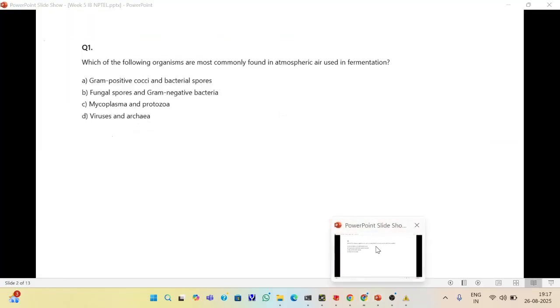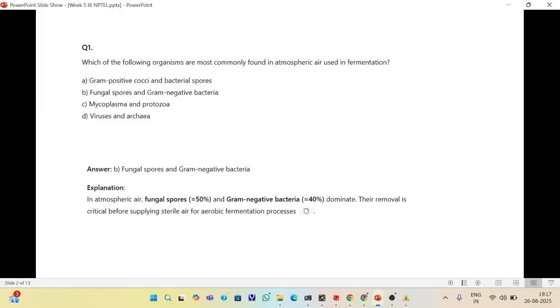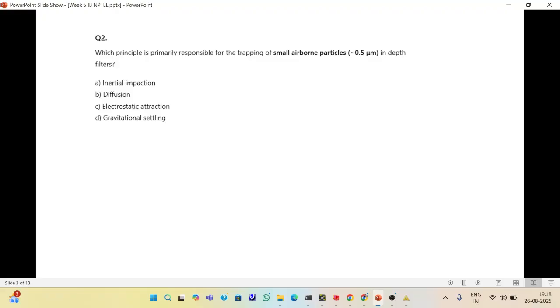Let's see what is the correct answer to this question. It is B, fungal spores and gram-negative bacteria. In the atmospheric air, nearly 50% fungal spores and 40% gram-negative bacteria are present, and their removal is critical before supplying sterile air for the aerobic fermentation process. So their removal is really necessary if you want sterile air for the fermentation process. Okay, moving on to the next question.